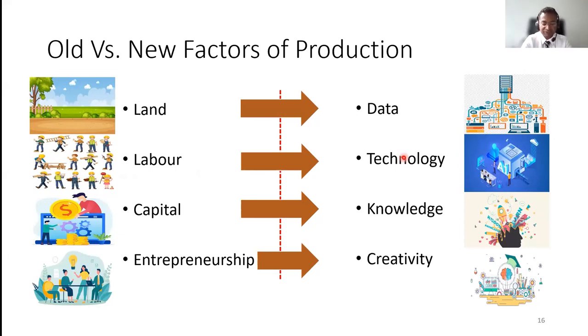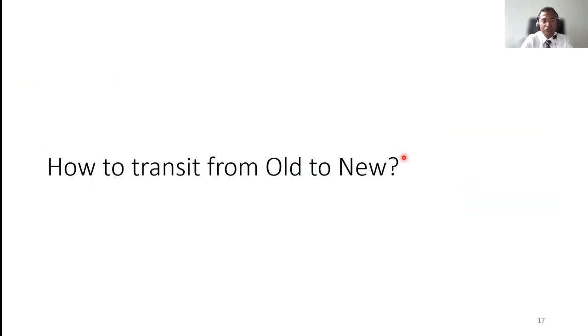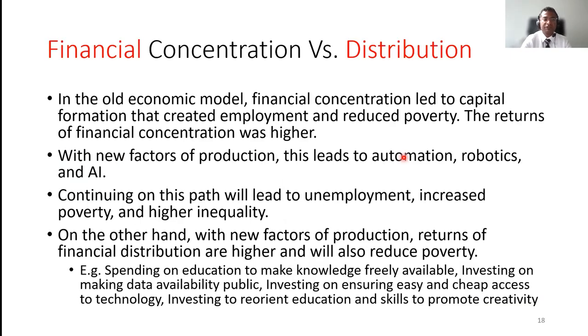Capital, previously it was money or finance. Now it's just money and finance. Knowledge is the new capital. You can use money and finance to find data, deploy technology, create knowledge. And entrepreneurship is creativity. But the policies, what we've done historically, for example, when it comes to finance, we found historically that financial concentration is better compared to financial distribution. In the old economic model, you would rather give a large loan to a company to support capital formation that creates employment, that reduces poverty, and the returns on financial concentration were higher as opposed to distribution.